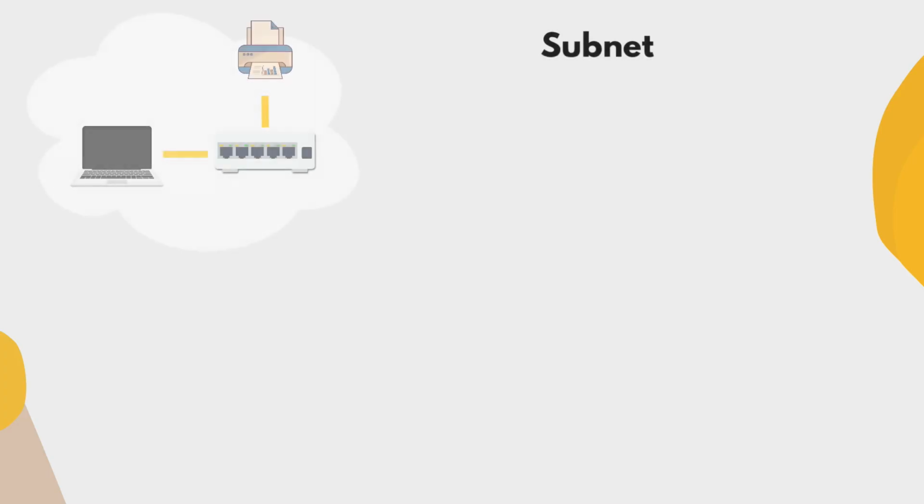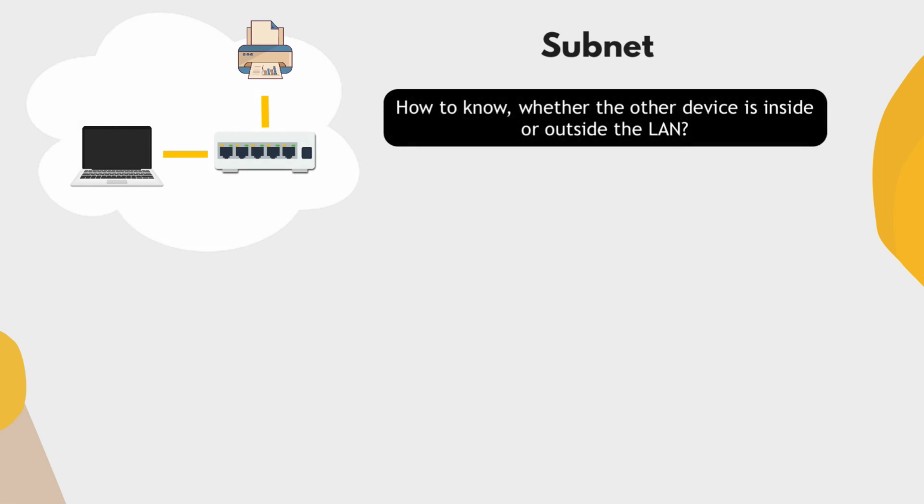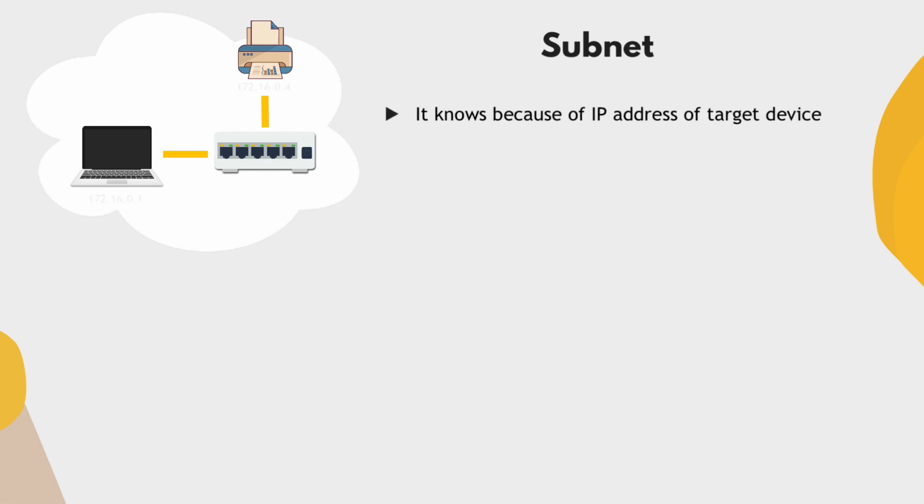Now the question is, when a device in LAN sends a request to another device, how does it know whether that other device is within the LAN or it's outside the LAN in the wide area network? Well, this is decided based on the IP address of the target device.